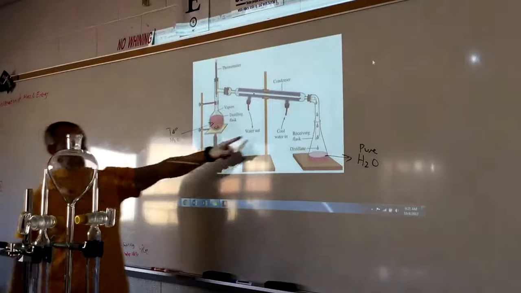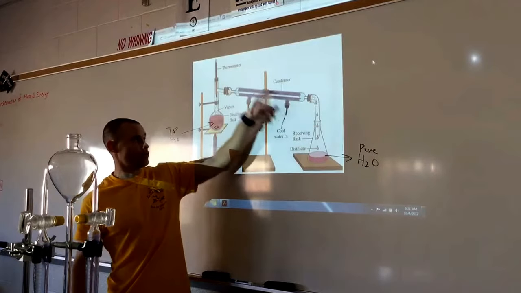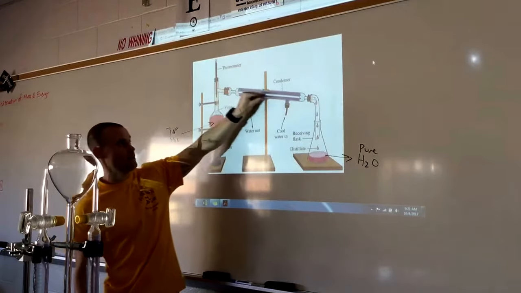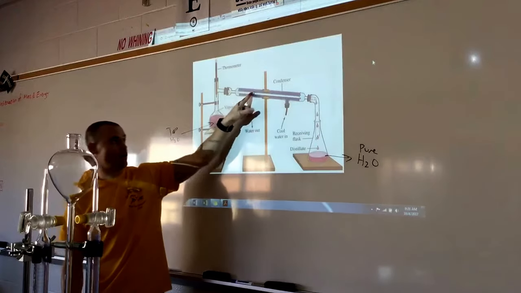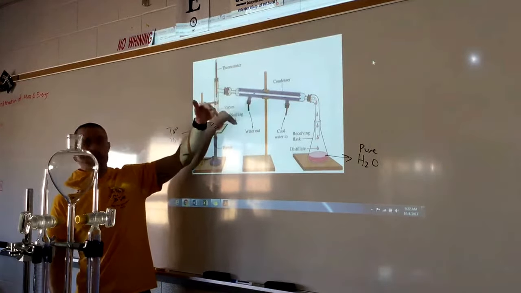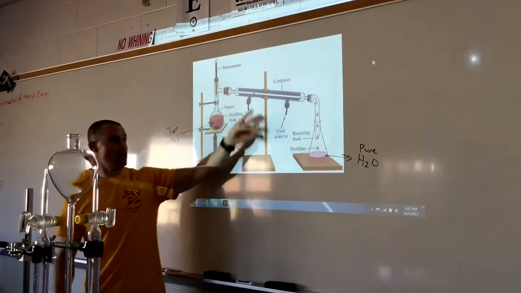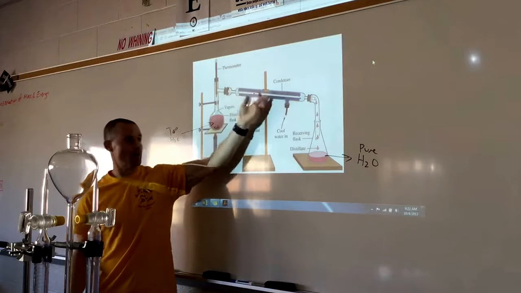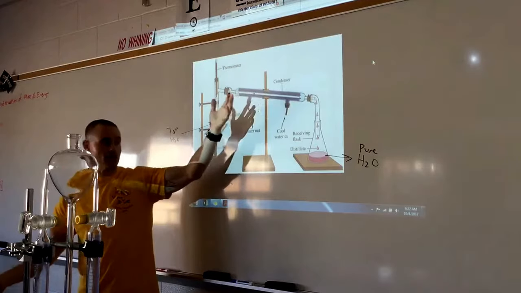This here, water in, water out, is tap water that's going to be circulating around the inside. This inner tube here has the water vapor. The big fat tube here has the tap water coming in and going out. That's condensing the hot vapor faster. You can just let it naturally condense, but it would take forever.